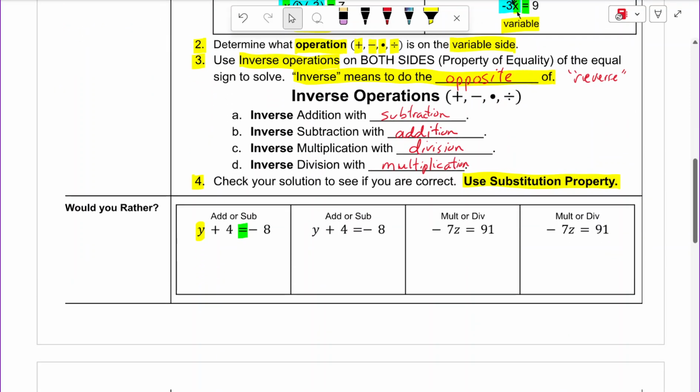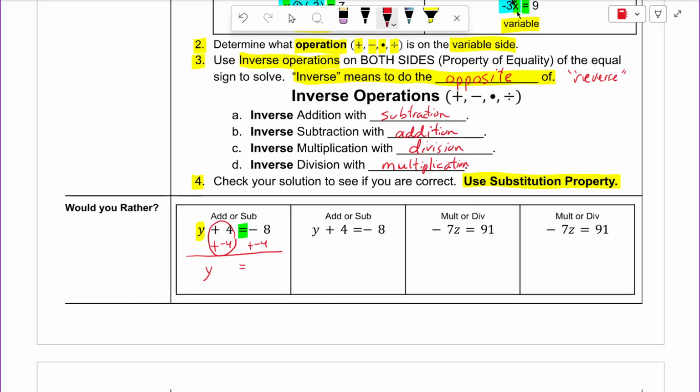So adding the opposite of a positive 4 would be adding a -4. If I do it to one side, I do it to the other. Draw my line. And you can see right here what happens to these numbers. 4 plus -4 is 0. It's gone, so y is left by itself. And that's exactly what we want. Bring down the equal sign.